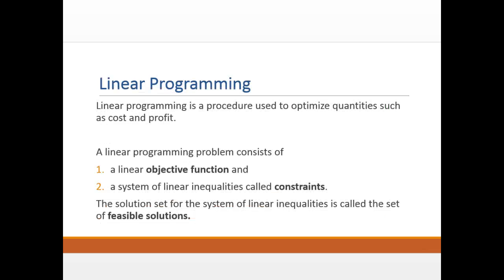This leads us to our next topic of conversation, which is actually linear programming. Linear programming is a procedure used to optimize quantities such as cost and profit. A linear program consists of a linear objective function and a system of linear inequalities called constraints. We will talk about both the objective function and the constraints. And the solution set of linear inequalities is called the set of feasible solutions.